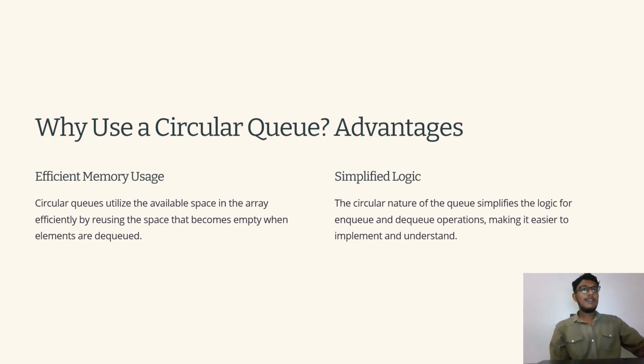Why use a circular queue? One of the primary advantages of a circular queue is its ability to prevent memory wastage by reusing vacant spaces. This makes it specifically useful in applications such as buffering, task scheduling, and scenarios where resources are managed in a circular manner.